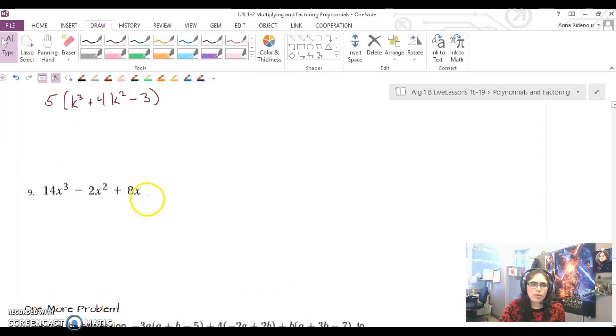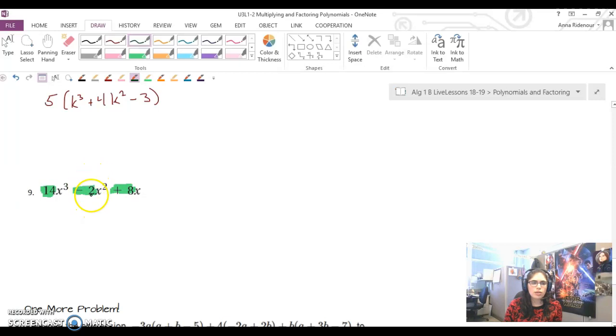So to find my greatest common factor, I'm going to look at my coefficients once again. So I've got a 14, I've got a minus 2, and I've got an 8. So a good rule of thumb is to look at the number with the smallest amount of factors. For example, 14, I could divide that by 2 or 7 or 14 or 1. 8, I can divide that by 2, 4, and then 1 and 8. But this minus 2, I can only divide that by 1 or 2. Those are the only factors.